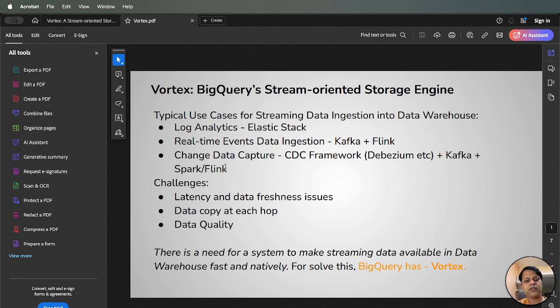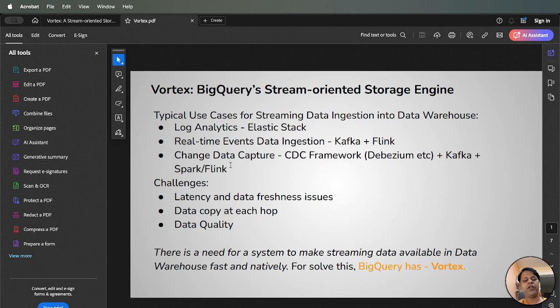Then another challenge is the data copy. With each hop, the data is copied multiple times, and managing data governance on each of them is a challenge. So these are the challenges we are facing.